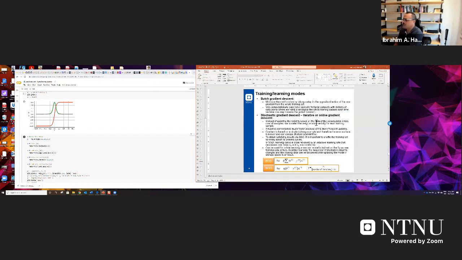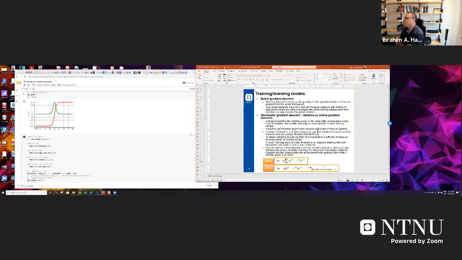So instead of using the accumulated sum of errors over all samples, we update the weights incrementally for each training sample. We do it sample by sample, example by example. It converges much faster than batch gradient because we have more frequent updates. So it converges much faster.